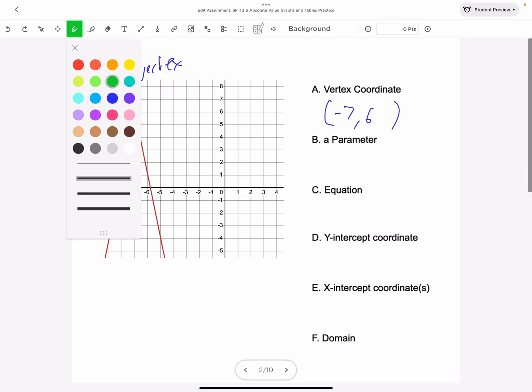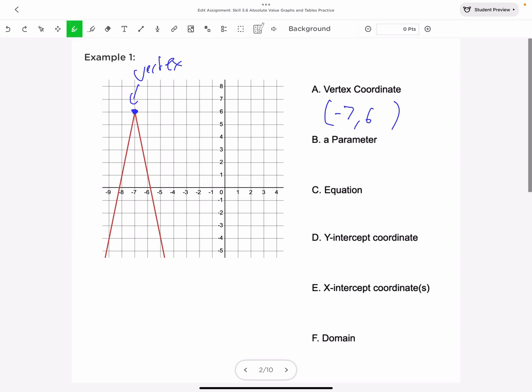All right, I'm going to change color a lot. For my a parameter, remember, I'm going to look for another point here, like this. I see that I go down 1, 2, 3, 4, 5. So that's -5. And then I'm going out 1, right? So -5 and then 1. So that's just -5 over 1, which you would just write as -5.